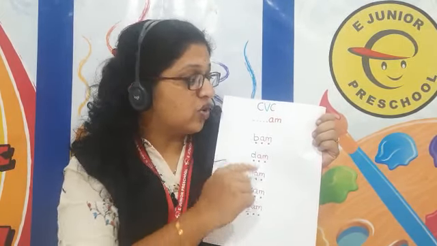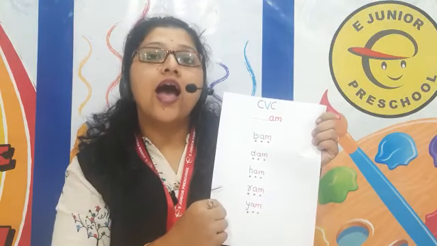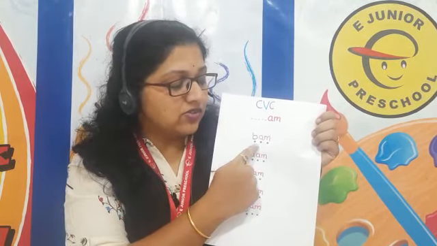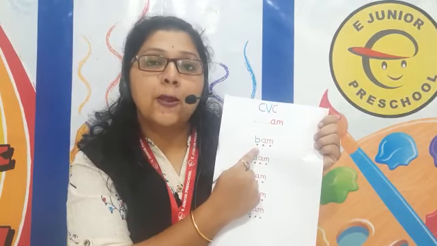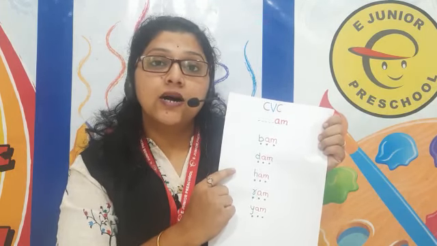First, practice pronouncing am, am, am. Repeat after me, am. Okay, and just pronounce the first consonant b, am, bam, and blend with these sounds. Yes, that is b, am, bam.